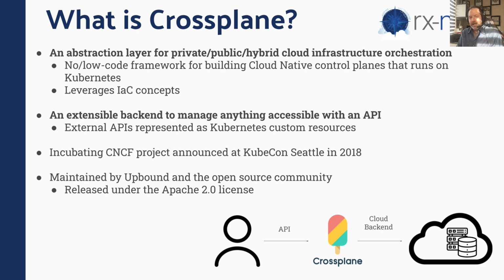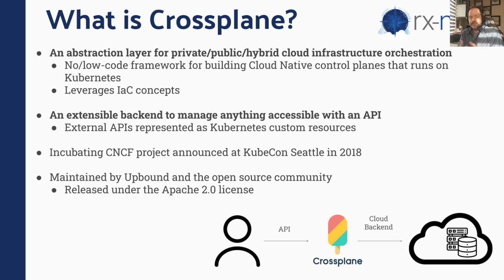It acts as a low-code or no-code framework for building cloud-native control planes so that you can use your Kubernetes cluster to deploy things in the public clouds and private clouds and hybrid cloud infrastructure, leveraging the same concepts that we've used for a long time with infrastructure as code, because of course Kubernetes objects are manifests, right? And we can check those things into Git, just like we would check in the files from other types of infrastructure provisioning systems.